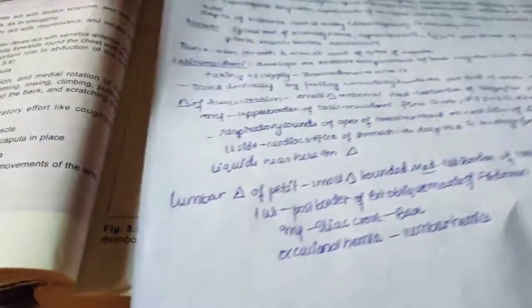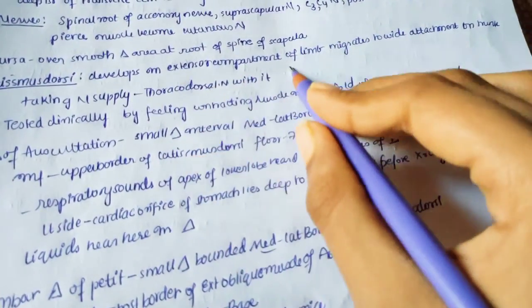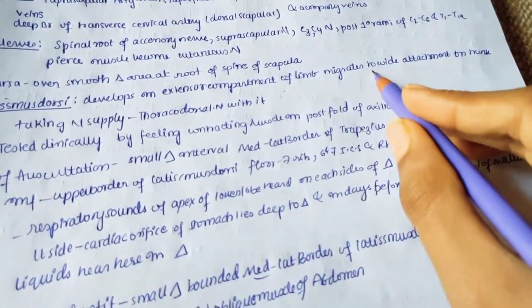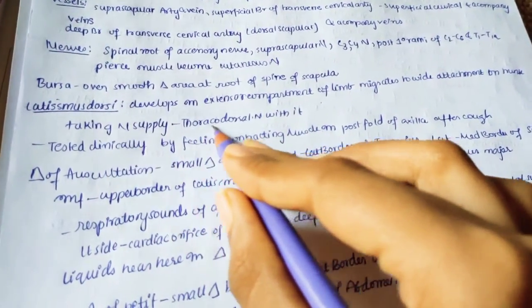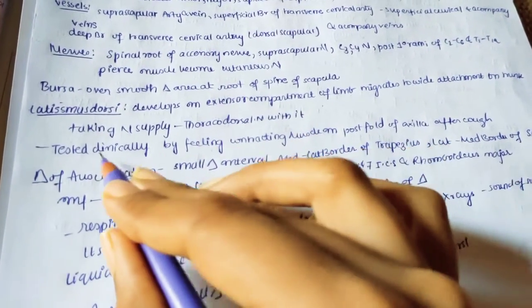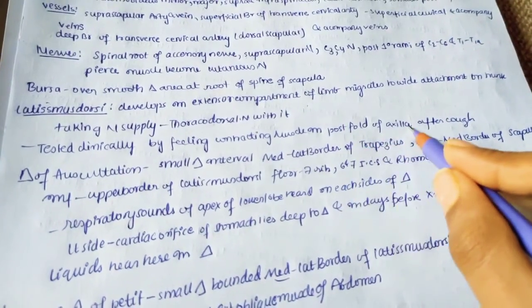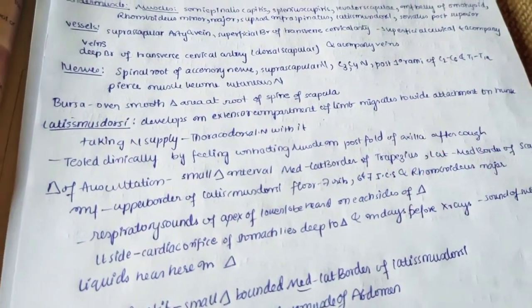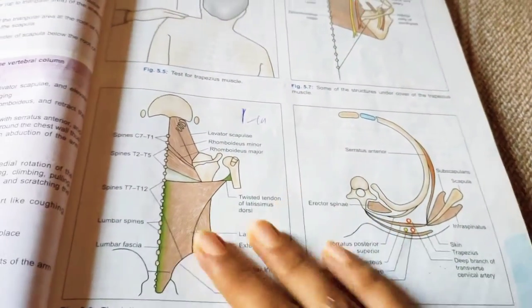Let us check out. If you see here, latissimus dorsi mainly develops in the extensor compartment of the limb and migrates to a wide attachment on the trunk, taking its nerve supply, the thoracodorsal nerve, with it. It is tested clinically by feeling the contracting muscle in the posterior fold of axilla after a cough. So it is mainly clinically tested by a cough. If you check, you can find it.